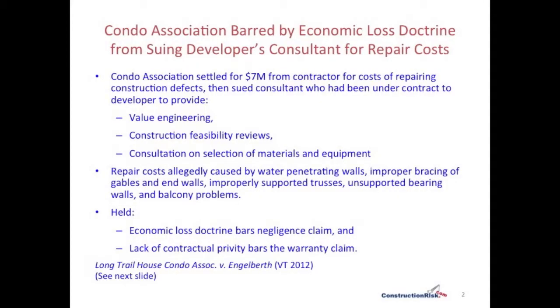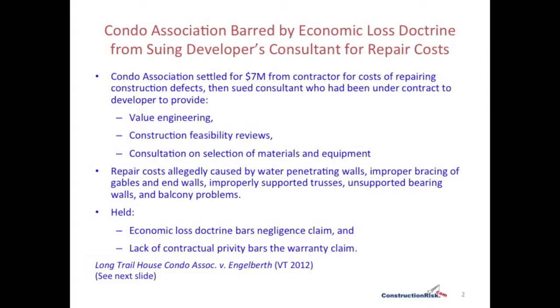So the first case involved the condo association. It settled for $7 million from its contractor for the cost of repairing construction defects that were caused by a contractor doing various apparently insufficient work that caused water penetration through the walls. Improper bracing of gables was involved. There were improper end walls, improperly supported trusses, unsupported bearing walls, and there were balcony problems.